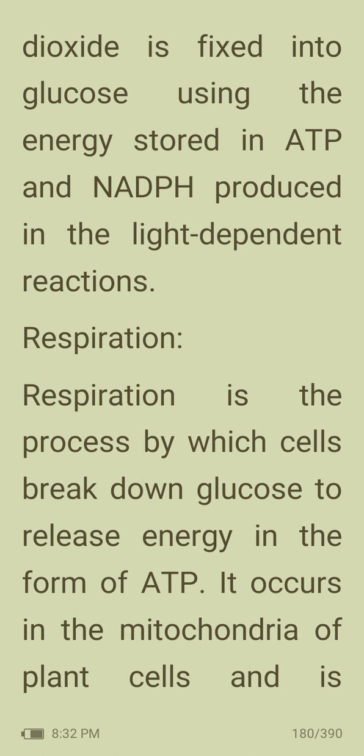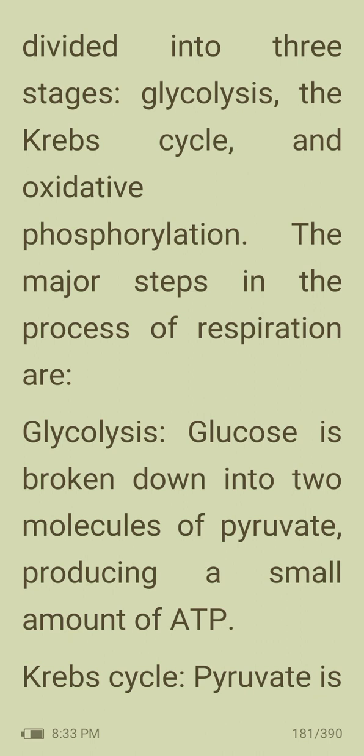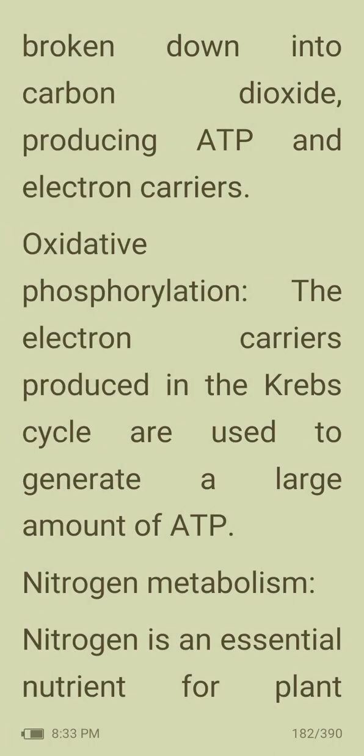light-dependent reactions. Then respiration. Respiration is the process by which cells break down glucose to release energy in the form of ATP. It occurs in the mitochondria of plant cells and is divided into three stages: glycolysis, Krebs cycle, and oxidative phosphorylation. The major steps in the process of respiration are glycolysis: glucose is broken down into two molecules of pyruvate, producing a small amount of ATP. Krebs cycle: pyruvate is broken down into carbon dioxide, producing ATP and electron carriers. Then oxidative phosphorylation: the electron carriers produced in the Krebs cycle are used to generate a large amount of ATP.